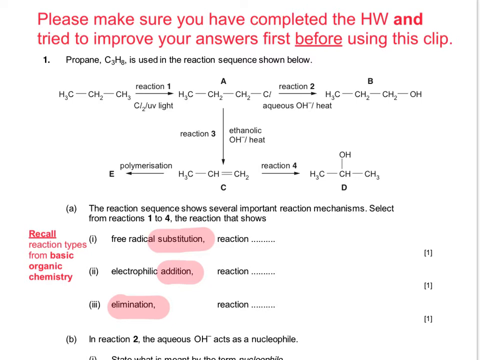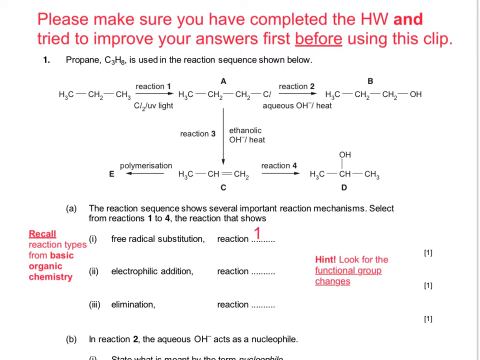So it might be worth grabbing your flashcard definitions of substitution, addition and elimination reactions before you go any further. So you can pause the clip now if you wish before resuming. So the thing to do is to look for the functional group changes as well. So starting with free radical substitution, if you look at the selection of reactions you've got, hopefully you'll remember that free radical substitution occurs in alkanes and also involves the use of UV light to create homolytic fission. So that would obviously be reaction 1.